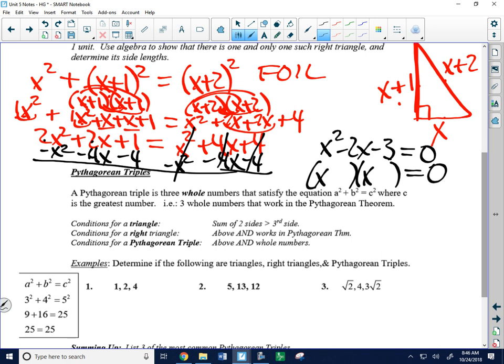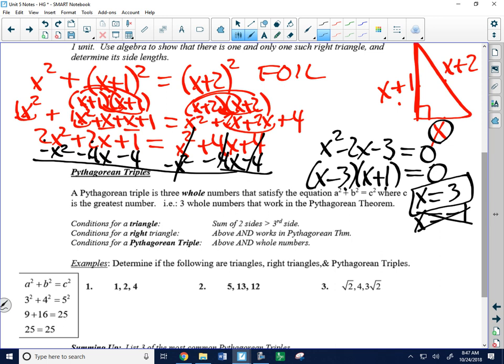So two numbers that multiply to get negative 3. It's got to be a 3 and 1 combination. Let's see, negative 3, right? So that they add to get negative 2, it would be negative 3 and positive 1. And so we get 3 and negative 1 as our answers. However, negative 1 can't be x because it's a negative side length. And so it's 3. So that's the only one.